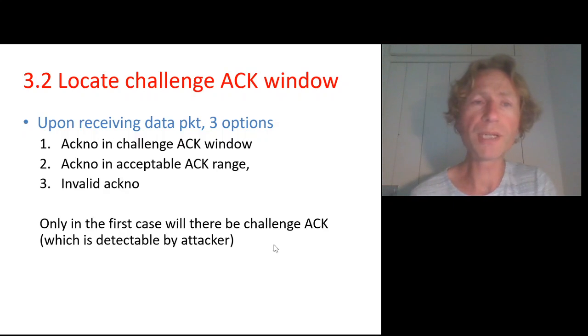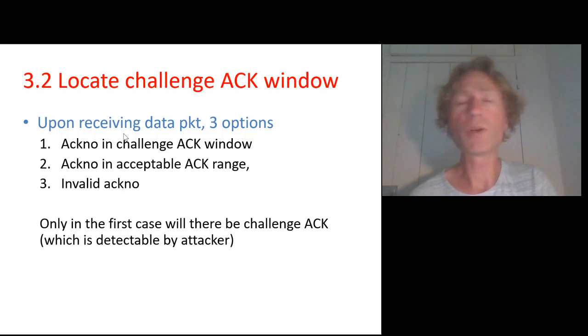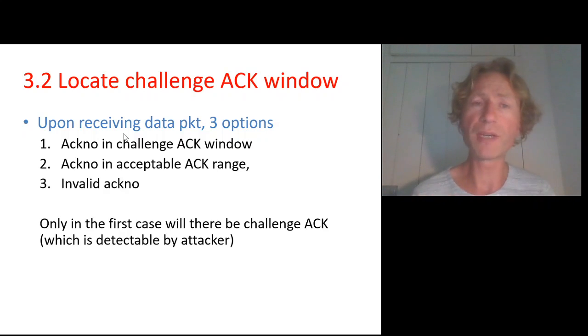So what we do is whenever, in general, right, so when we receive a data packet, there are 3 options. There's an acknowledgement number that is in the challenge ACK window, it's in the acceptable range, or it's invalid, right? So we've seen that in the previous attack already. Okay, only in this case, a challenge ACK will be sent. Okay, and if there's a challenge ACK, again, we can detect this because there will be a jump in the IPID counter value.